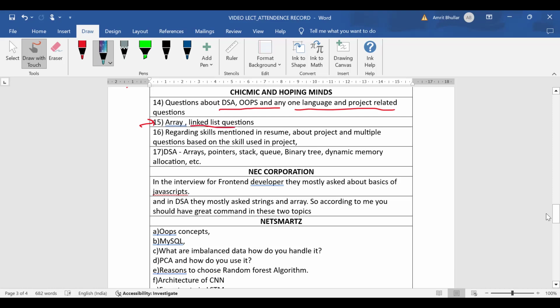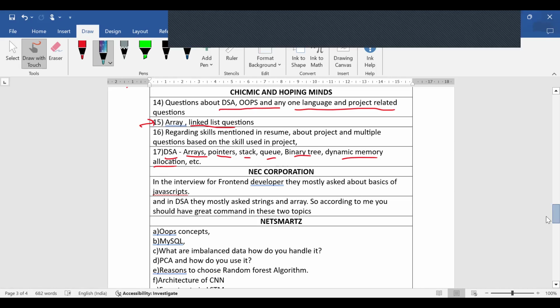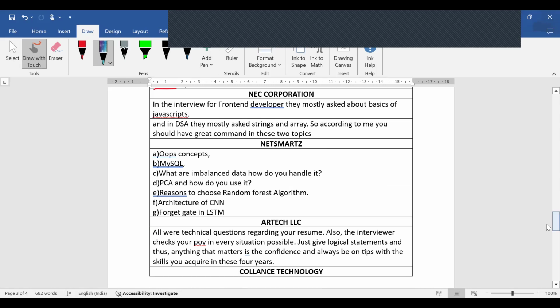Then regarding skills mentioned in the resume, they will be asking you about projects, and multiple questions were asked according to what skills you have used in that project. In DSA, they ask questions from arrays, pointers, stack, queue, binary tree, dynamic memory allocation, etc. Now we come to your next company, that is NEC Corporation.